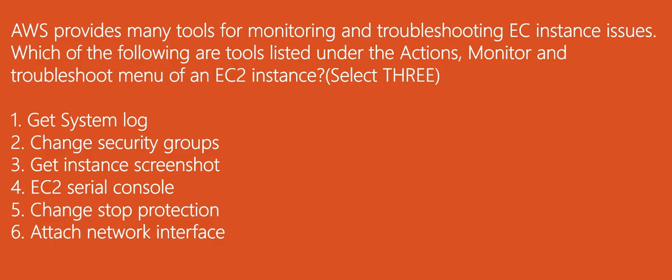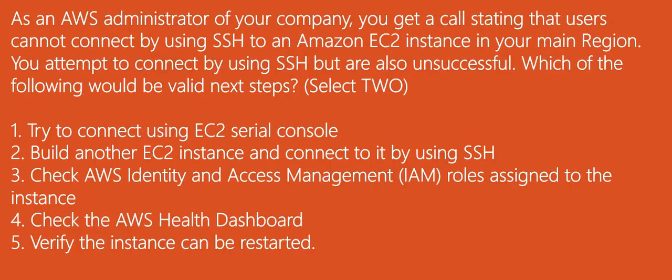Now move to the second question. As an AWS administrator of your company, you get a call stating that users cannot connect by using SSH to an Amazon EC2 instance in your main region. You also attempted to connect by using SSH, but you were also unsuccessful. Which of the following would be the valid next step?